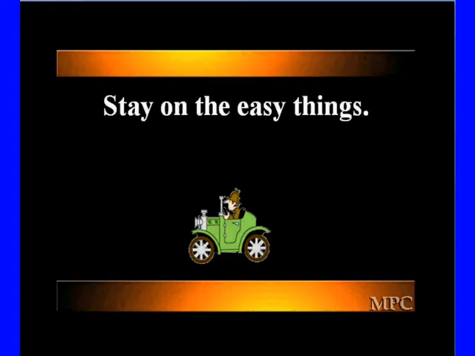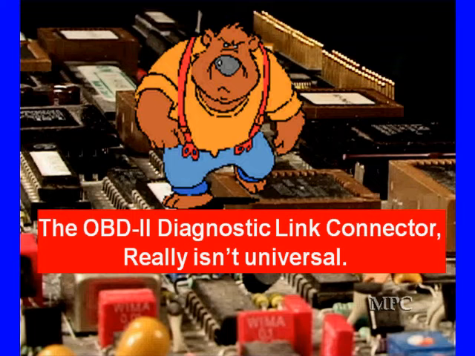Look at all the clues you're going to be looking at. Stay on the easy things as long as you can. Don't get carried away too quickly. There's a bear in the woods we need to tell you about. The OBD2 Diagnostic Link Connector, or Diagnostic Communications Link, or whatever you want to call it, isn't really universal. We're going to show you some rules for what's supposed to be there, but if you look at the schematics, this bear in the woods runs up and bites you if you're not careful. It's not always the way it's supposed to be.